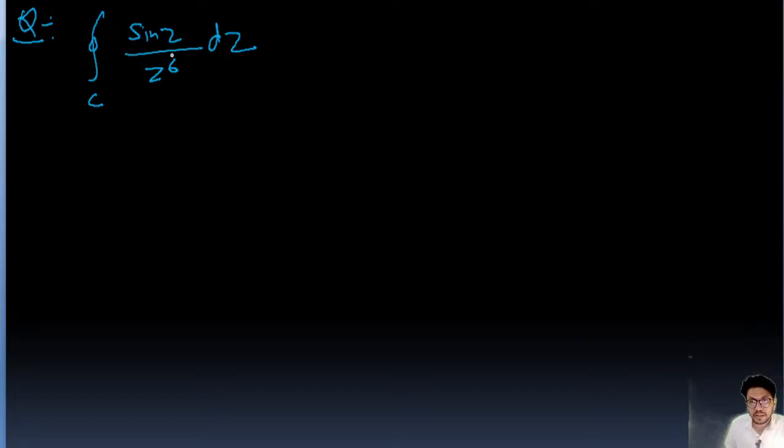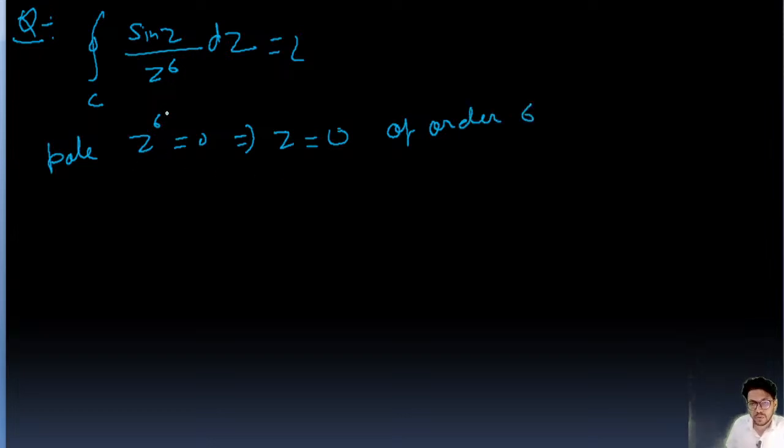So first method is this one, right? This is a very good question, guys. We'll find the pole. For the pole, you need to find z to the power 6 equal to 0, which implies z equal to 0. So the pole is z equal to 0 of order 6.